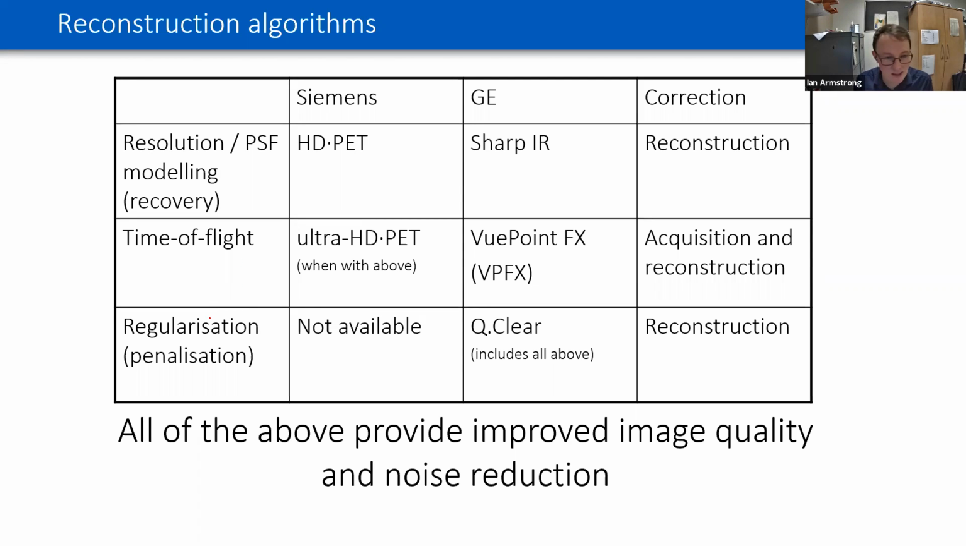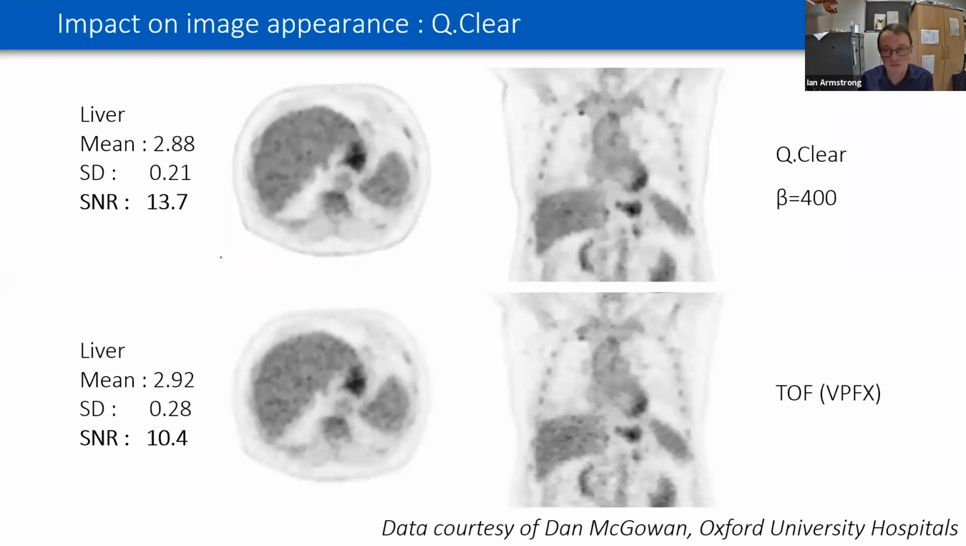And then finally, we've got the regularization, the penalization, which is again a reconstruction option, which is aimed at controlling the propagation of image noise through the iterative process. And GE marketed this as Q.Clear. So all of these options improve image quality and noise reduction. So we're basically having an increase in signal to noise ratio.